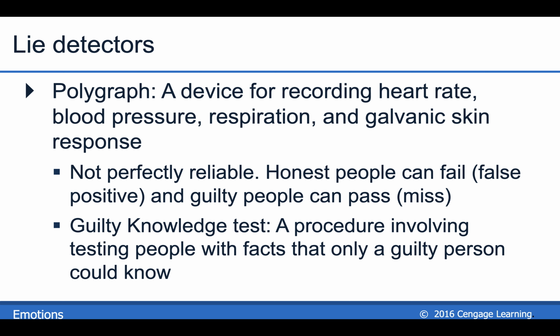Like I mentioned, we're going to talk quickly about lie detector tests. Polygraphs are a device used for recording one's heart rate, blood pressure, respiration, and what's called galvanic skin response. That's essentially the level of perspiration that helps an electrical current pass through the skin. You've probably seen polygraph tests on TV shows, crime documentaries, even silly daytime TV shows.